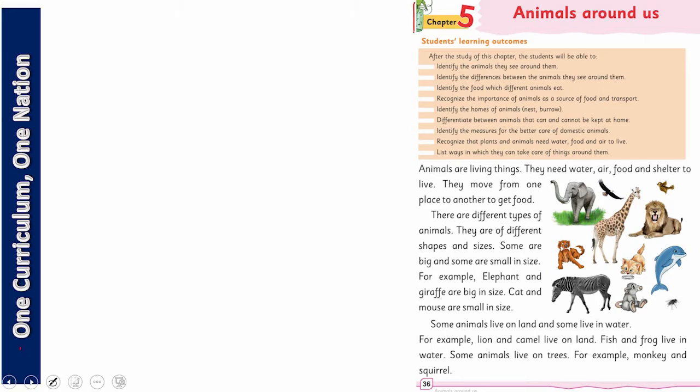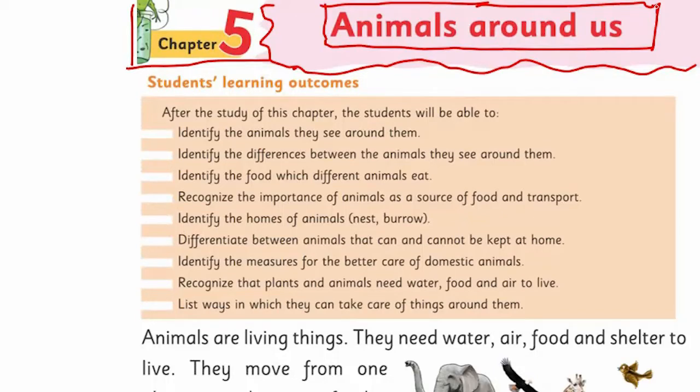Dear students, today we are going to start a new chapter, chapter number 5. And the name of this chapter is Animals Around Us. You remember we had studied about living and non-living things, and in living things we have studied about animals and plants in your previous classes. But today in this very chapter we will learn about different animals and their places of living and different kinds of animals, right? So the SLOs for this chapter are students learning outcomes.